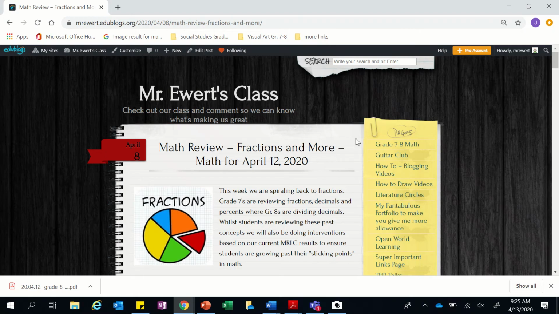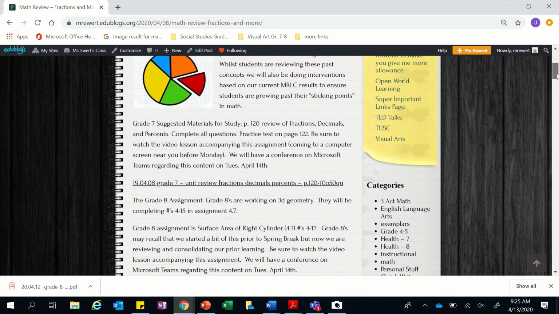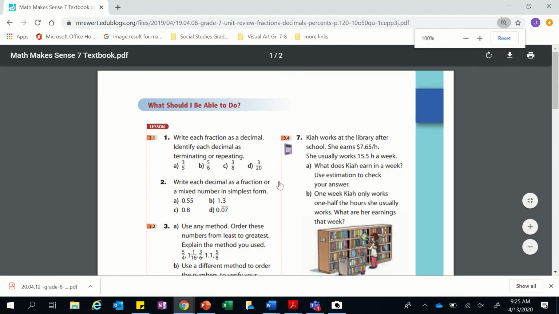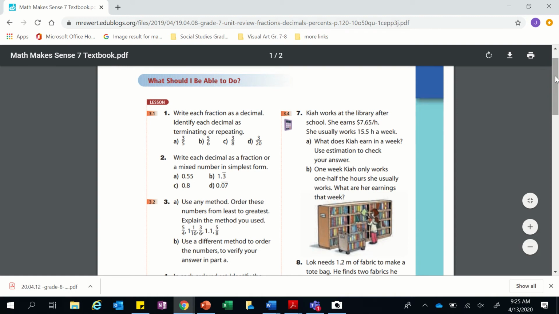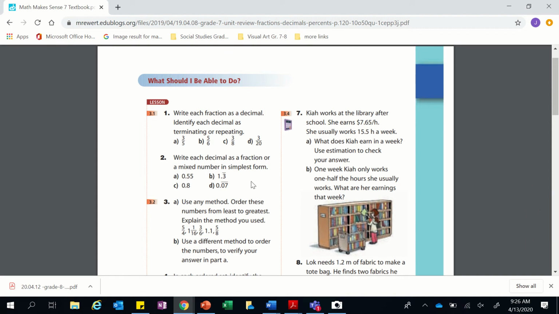So we have math review, fractions and more. For my grade 7s this week, you will be going from fractions, decimals, and percents. And yes, this is a bit of a review to start. This is the assignment that we're going with. The PDF is, as usual, on the blog. So first, let's talk about terminating and non-terminating decimals.